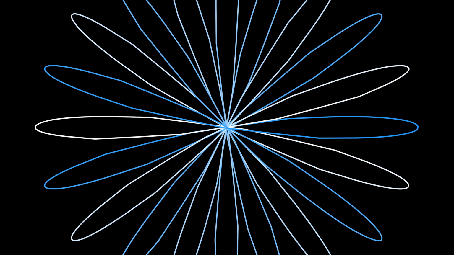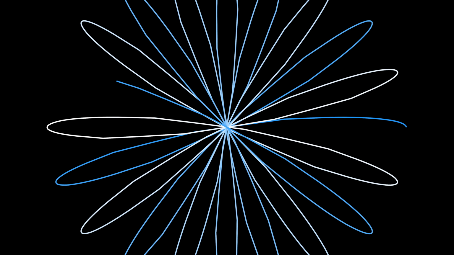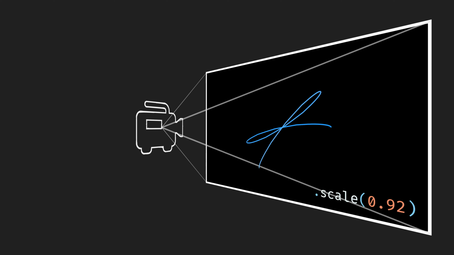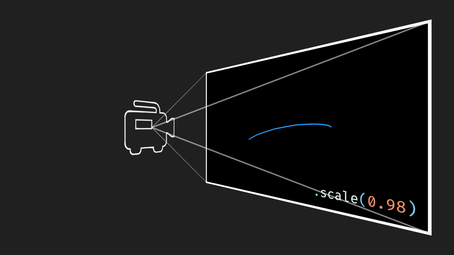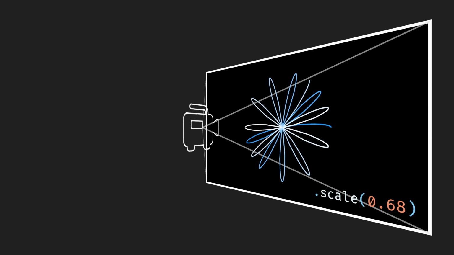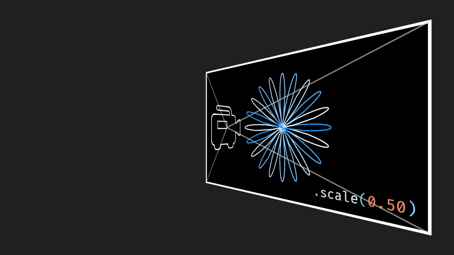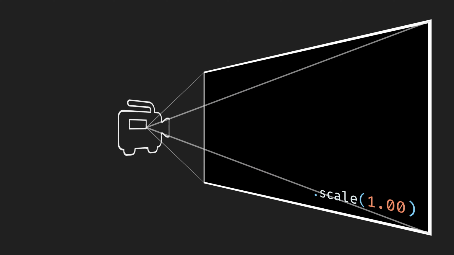This camera frame itself is an M-object, meaning all the functionalities that apply to M-objects also apply to the camera frame. We can zoom in or zoom out by resizing it using the .scale function. This essentially simulates moving the camera closer to or farther away from the scene.